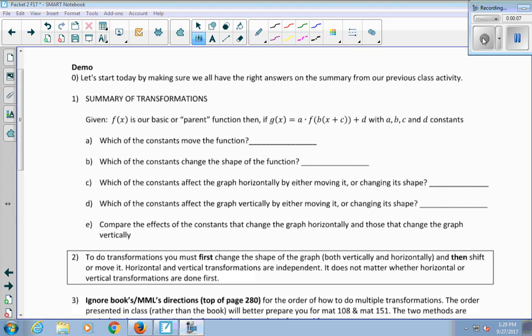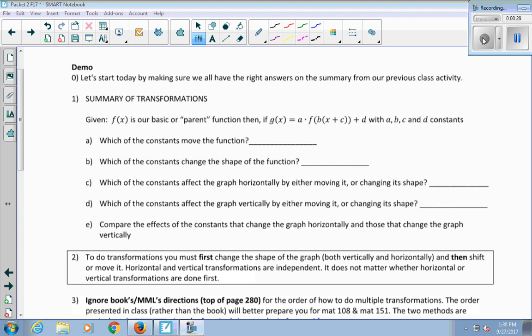Our answers were all correct on the summary from the previous activity, so we're going to jump to number 1, summary of transformations. Given that f of x is our basic or parent function, then g of x, which we will write as a times f of b times x plus c, all plus d. A, b, c, and d are constants.